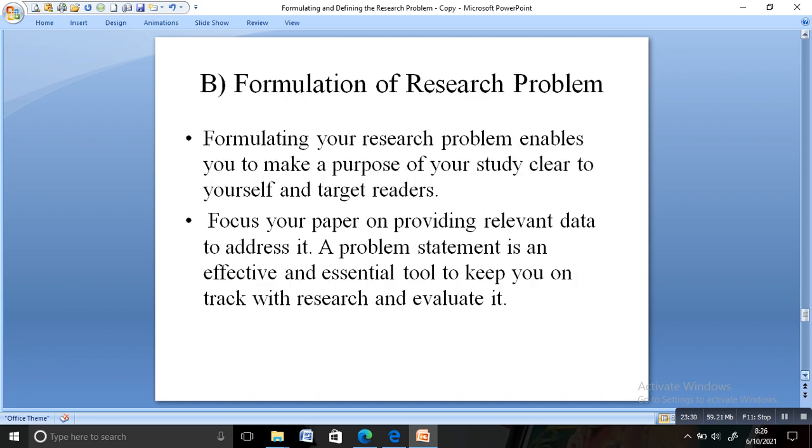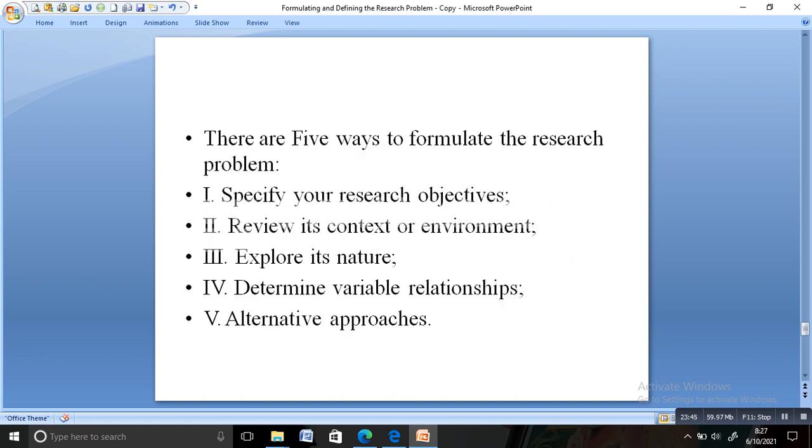There are 5 ways to formulate the research problem. That is, specify your objectives. What are the things you have to do? Then you should think of the environment. You have to explore the nature and also alternative approaches. This you can make clear. Actually, of these 5 ways, first you have to specify your research objectives.